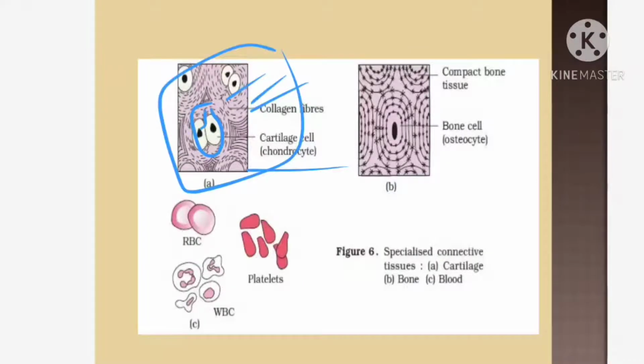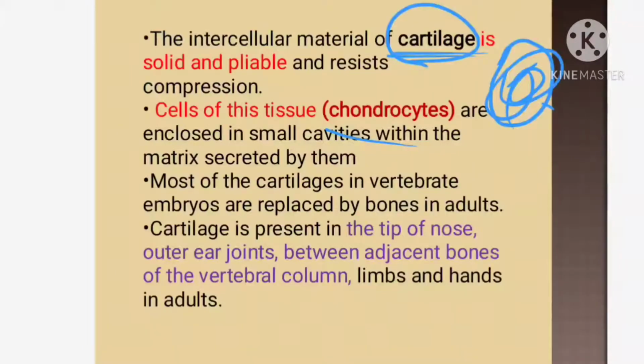This is the structure, and they are made up of collagen fibers. These collagen fibers are somewhat flexible in nature, so the cartilages are somewhat solid, but at the same time they are flexible. Flexible means you can move it to some extent, you can bend it. We also call it pliable.